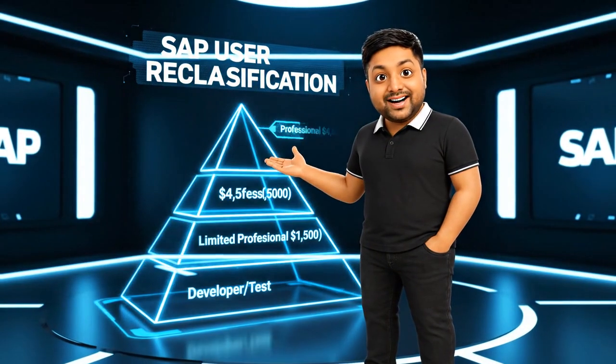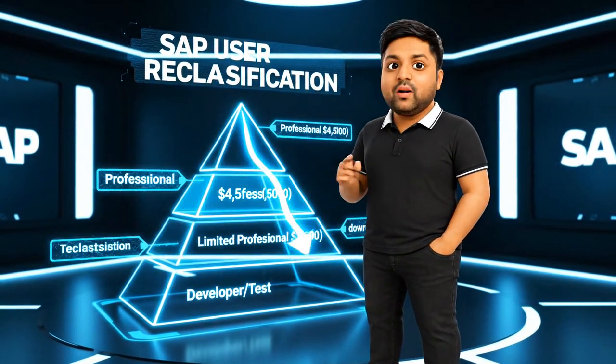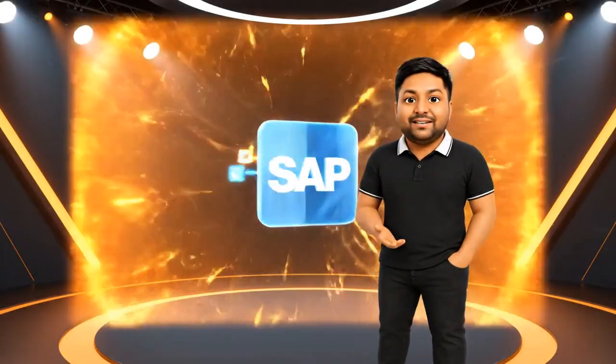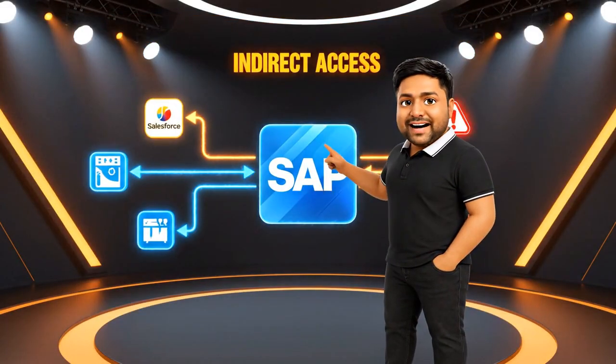Second, duplicate user elimination. In large SAP landscapes with multiple systems, the same person often has accounts in multiple clients. SAP counts each as a separate named user. Snow Optimizer identifies these duplicates and consolidates them.